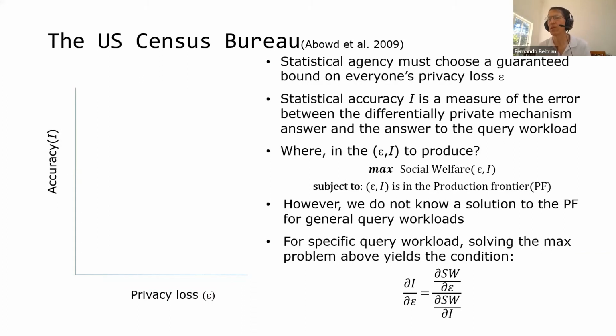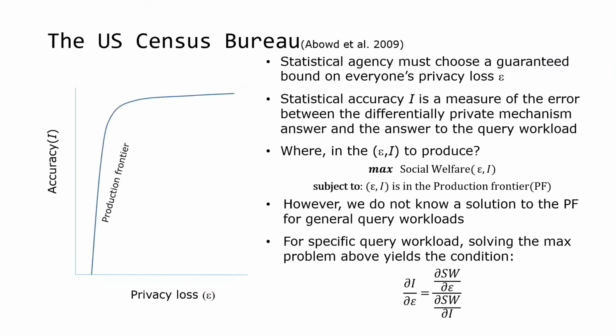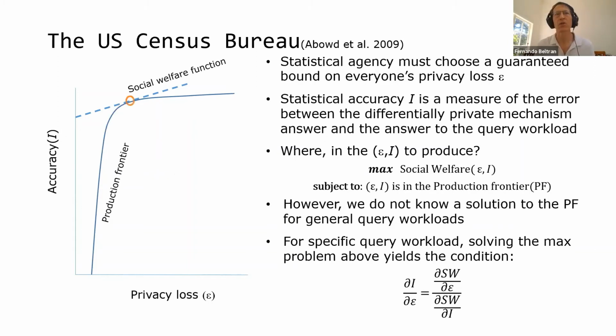Well, this is interesting. It means that the marginal cost to the agency of increasing accuracy in terms of foregone privacy must be equal to society's willingness to accept privacy loss, measured in units of accuracy. For instance, given the agency's knowledge of the specific query of interest and the applied differential privacy method, let's see that on the screen. You can see that the agency would determine the production frontier and solve it for the highest possible value of social welfare. That's it. Then it finds the sought levels of accuracy and privacy loss, as shown in the red circle.